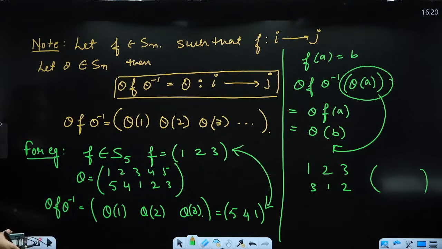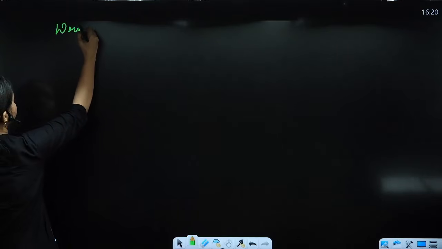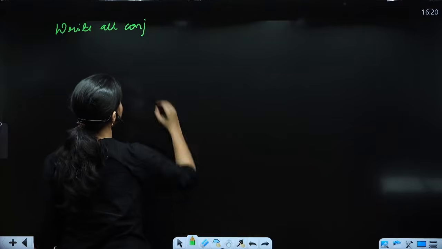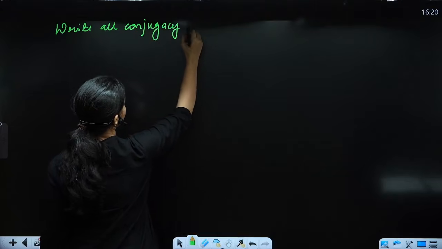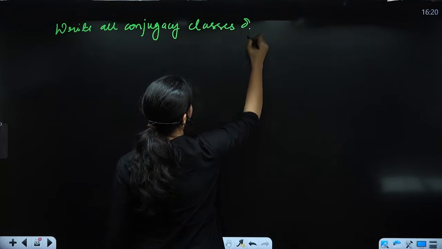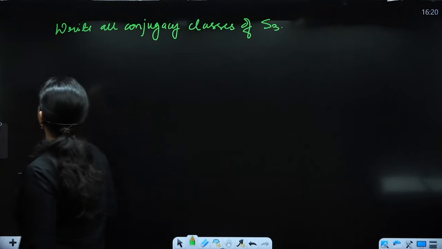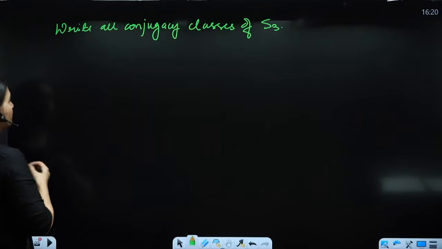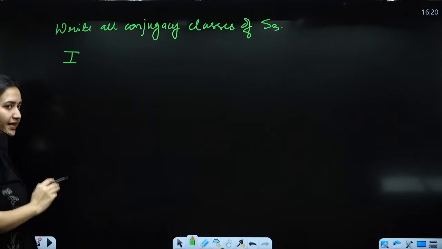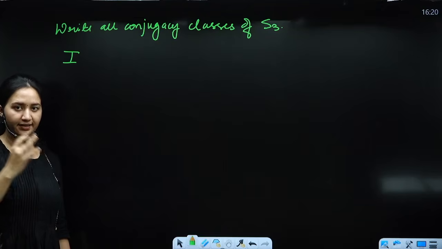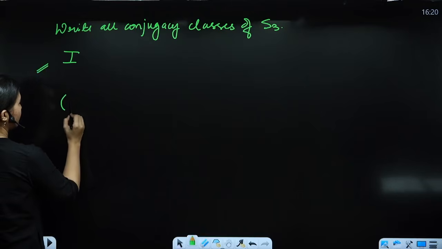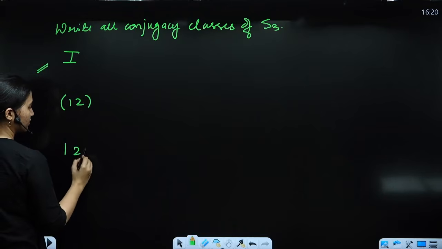You will be able to understand the example even better when we write all conjugacy classes of S3. Okay? Now understand, I want to write conjugacy classes of S3, right? So I'm going to take one element at a time, and I'm going to find all the conjugates possible for that element. So first, let's say I'm taking I, and then let's say I'm taking 1 2, and then I'll be taking 1 2 3.